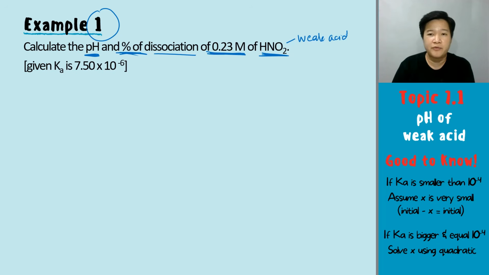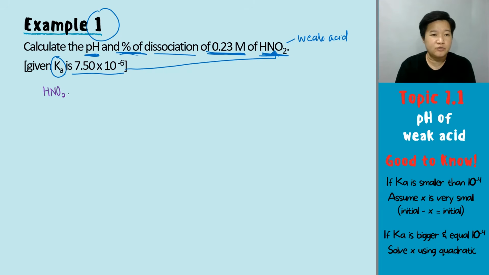How do I know it's a weak acid? First and foremost, because I remember. Second, because Ka is given. You need to know that for a strong acid, there is no Ka, right? So whenever Ka is given, straight away we know this guy is a weak acid. Okay? Simple. So the first step is to write your balance equation and dissociate your weak acid.